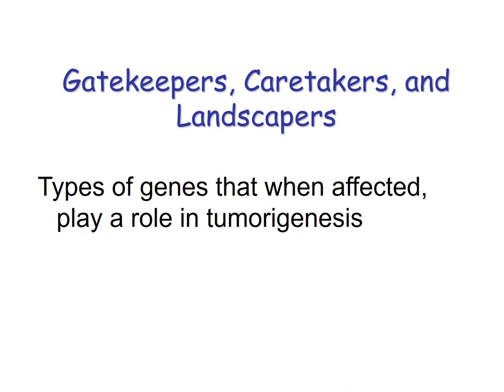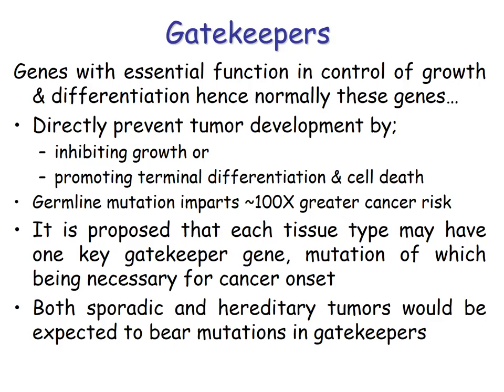Cancer genes, as we said, are not coming from outside. They are our housekeeping genes. But when they are mutated, they can play a role in cancer, but the degree or the type of their role in cancer can be different, which is categorized as gatekeeper, caretaker, and landscaper. Types of genes that when affected play a role in tumorigenesis.